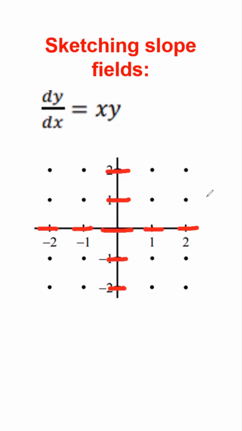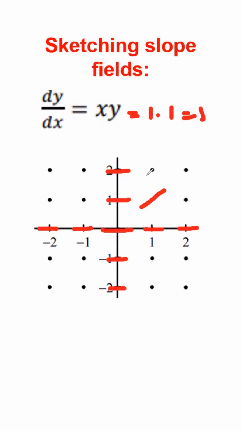Now, let's consider this point here. The coordinates are 1, comma 1. So when I plug in 1, 1, 1 times 1 is 1. So the slope would be 1. So we know a slope of 1 is 45 degrees. Right. Okay. The next one is 1, comma 2.